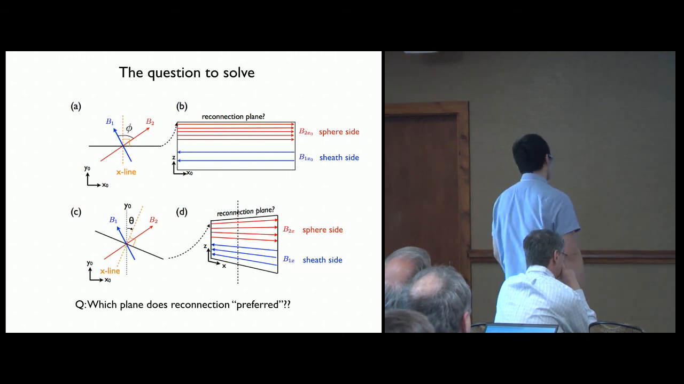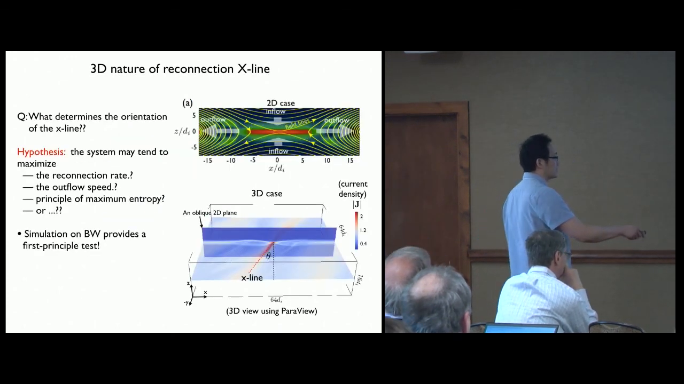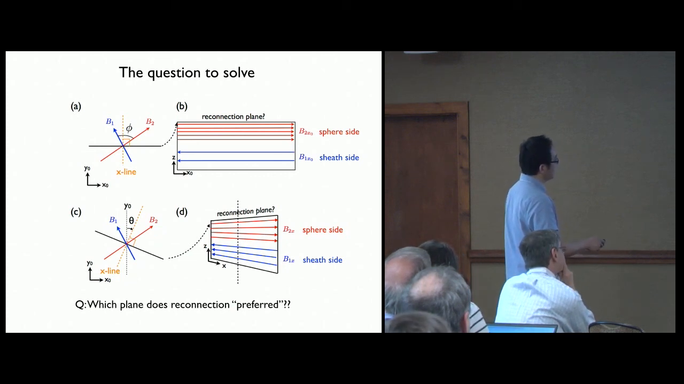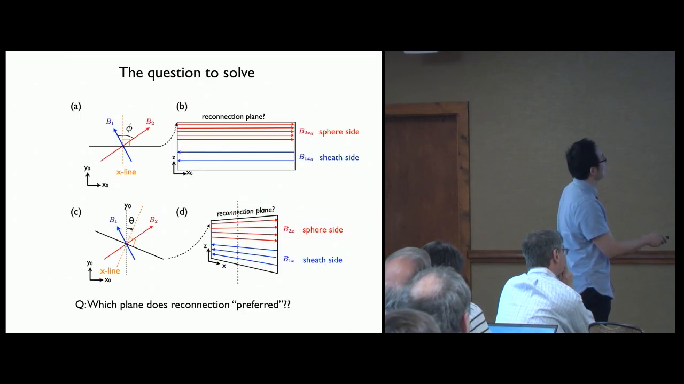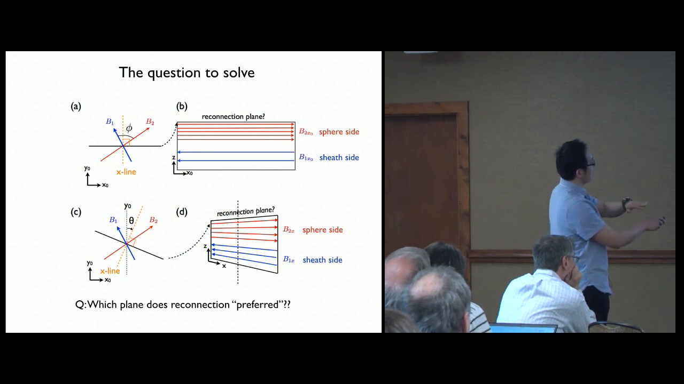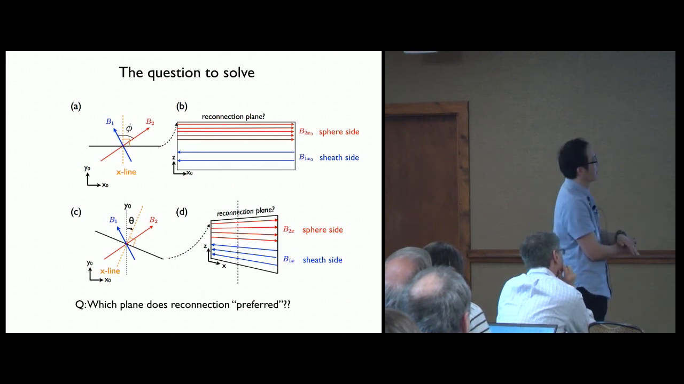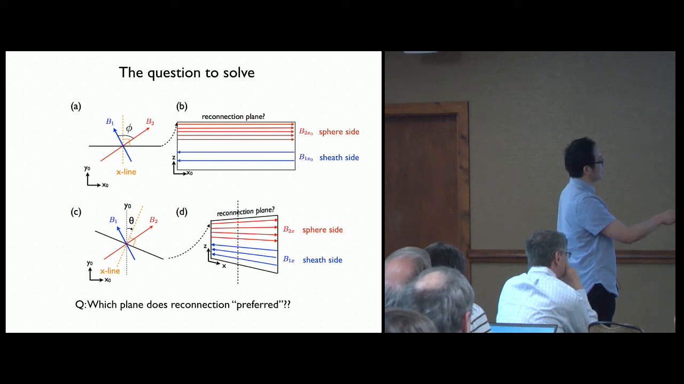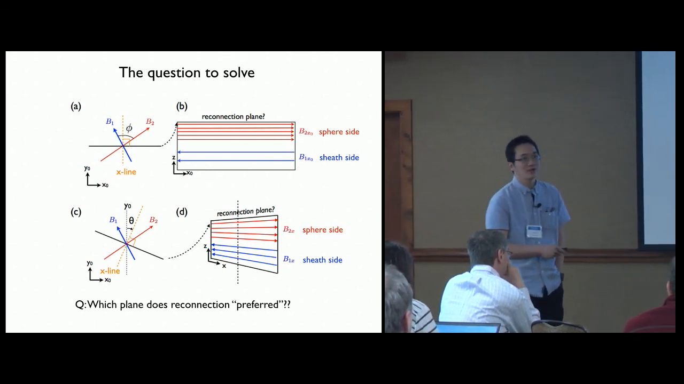So why can we have an oblique X line at this angle? We have the B field in the X-Y plane. Remember, here is the X-Z plane; now we're looking at the X-Y plane. We have the B field on two sides, the sphere side and the sheet side, 1 and 2. They can shear at some arbitrary angle, phi. If you take a 2D cut like this and flip it this way, to the X-Z plane, then you have an in-plane B field that's anti-parallel.